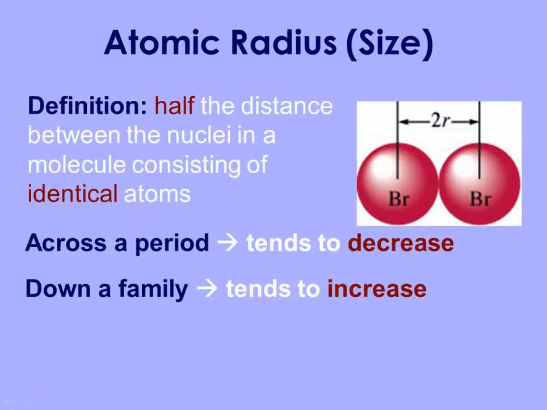So some trends we're going to look at first is radius. Radius is just like it is in math class, the distance between the center of the atom to the outer point of the atom. And when we look at the size of our atoms, we tend to see going across a period that their radii get smaller, and going down a family, their radii get bigger.